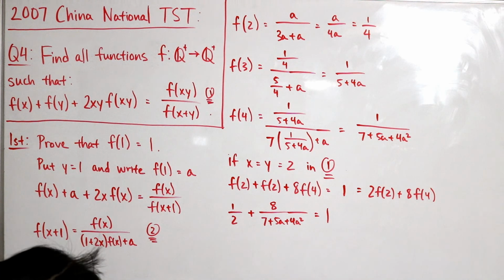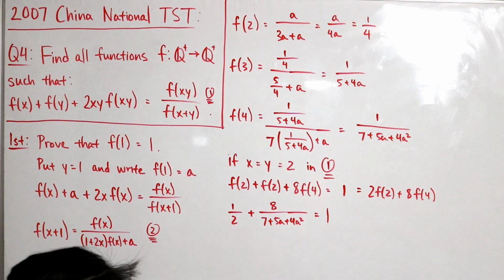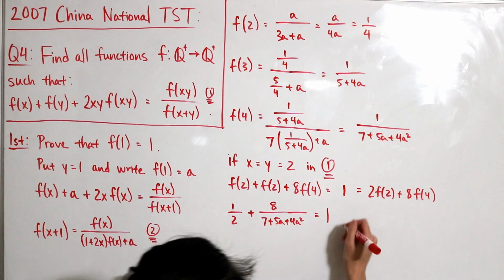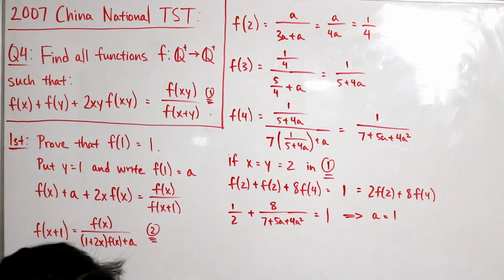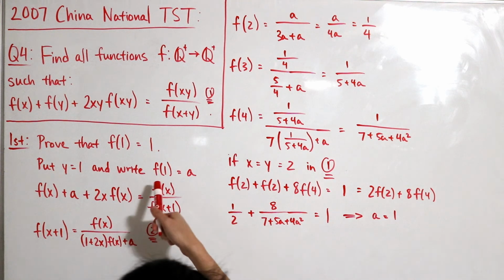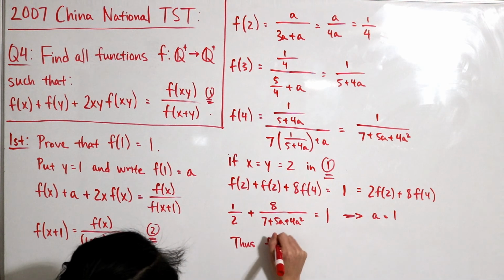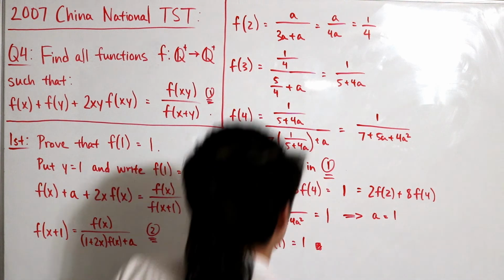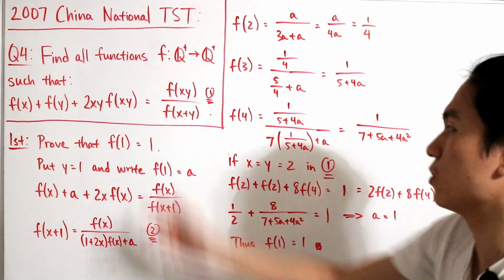One of them is positive and another one is negative, but since we're dealing with positive rationals, we can exclude the negative one. By solving that, we get that a is equal to 1. Therefore, plugging this back in, we set that f of 1 is equal to a, so f of 1 is indeed equal to 1. Okay, so there we have it. We just proved step 1, that f of 1 is equal to 1.